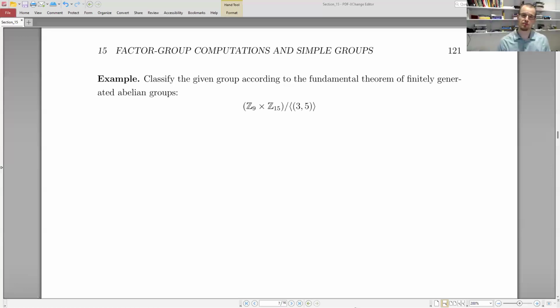Welcome to the office. We want to take a look at an example of classifying a quotient group based on the fundamental theorem for finitely generated abelian groups. We're going to approach this problem similar to how we approached the last problem.